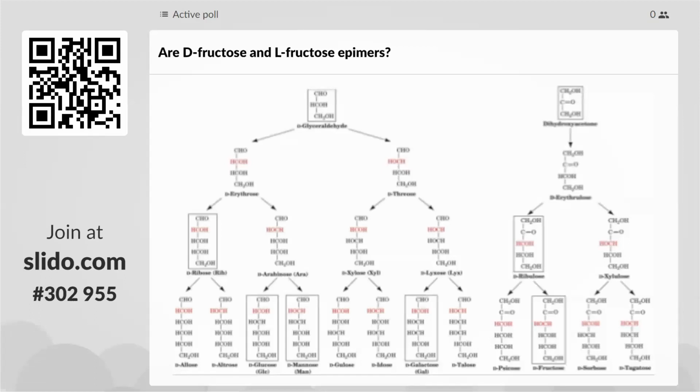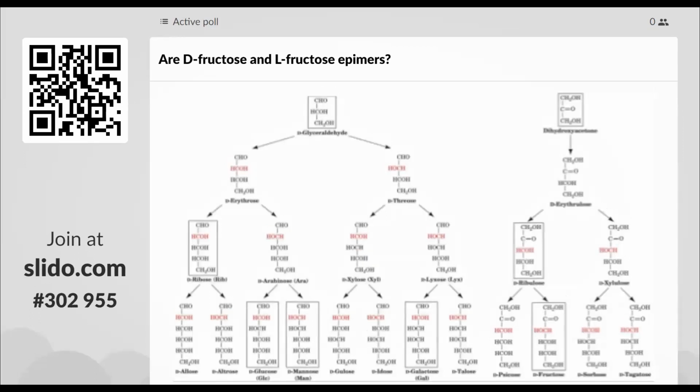D and L fructose. Right, think about this. This one's a little tricky. So we have D fructose. Let me draw L fructose for you. All right. So hopefully you remember what I said about D and L. The last chiral carbon, the direction tells you if you're D or L. If you're pointing to the right, D. Pointing to the left, L.